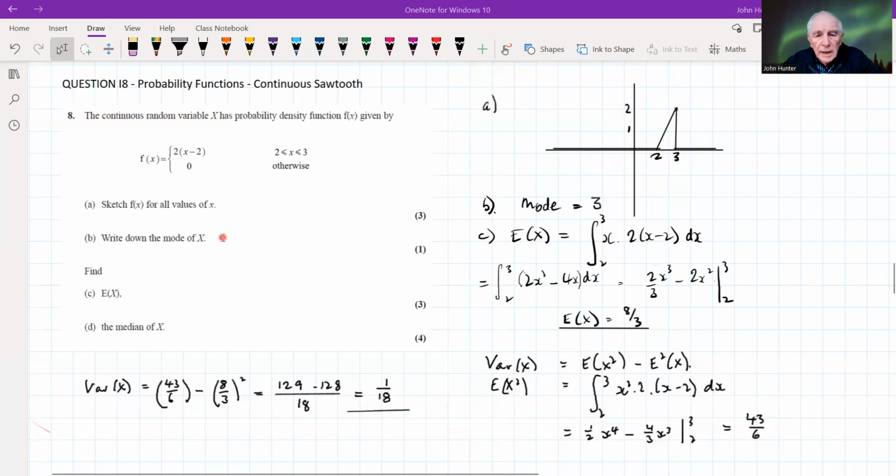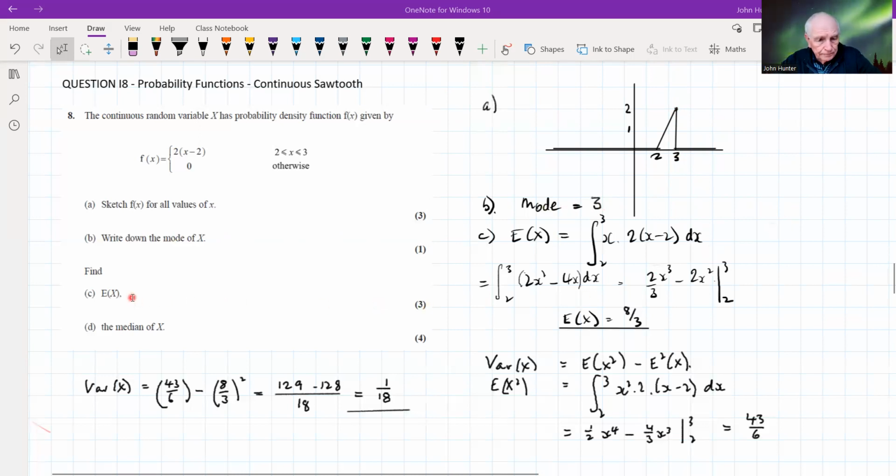Part B says write down the mode of x. Well, the mode of a discrete probability function is the value along the bottom that gives you the highest bar, if you like. Sort of same thing here, really. It's the x value that gives you the highest value of f of x. And that is 3. So that's the mode. Mode is equal to 3.